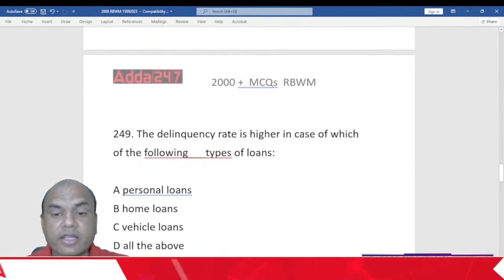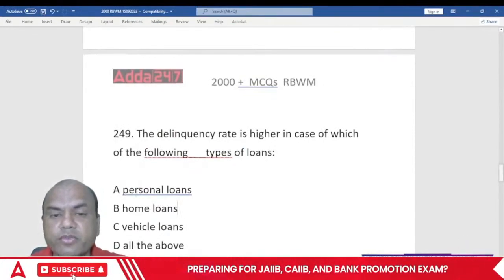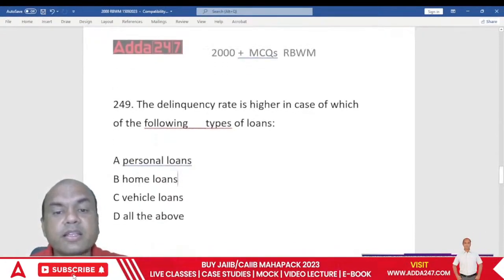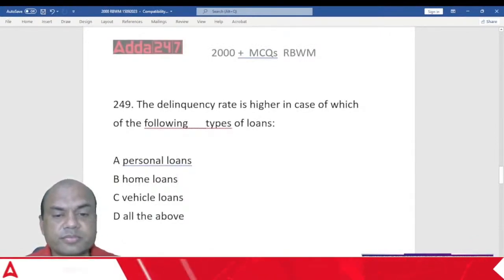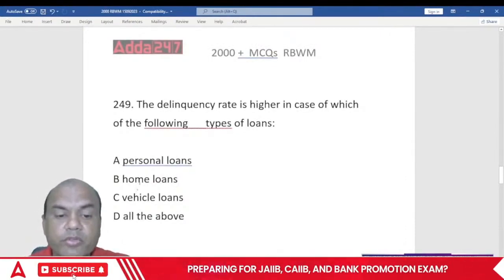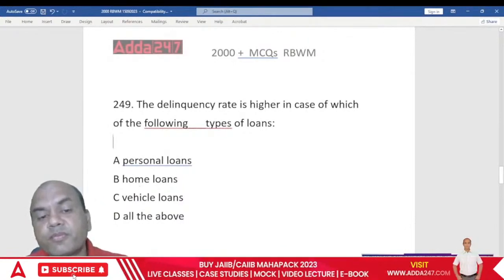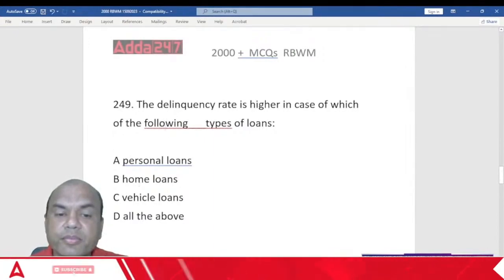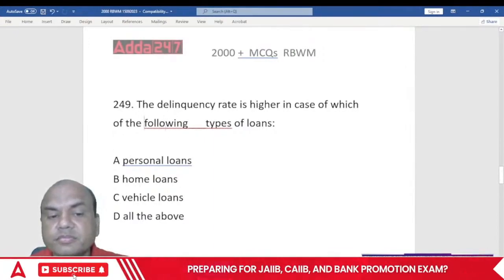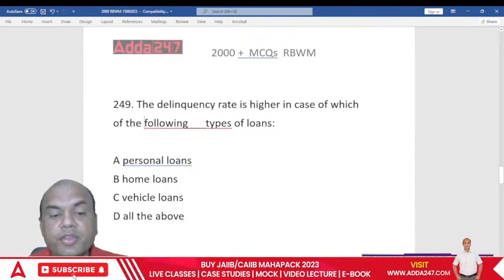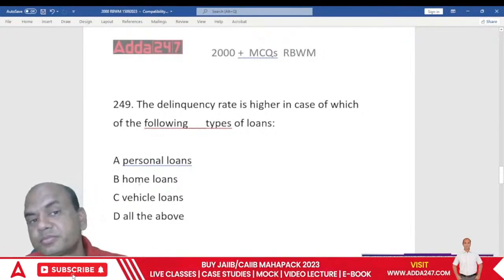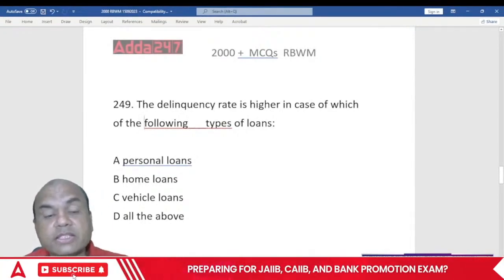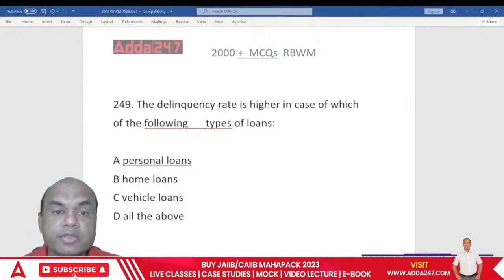The delinquency rate is higher in case of which type of loans? Delinquency means what? Failure, default. The default rate is higher in which type of loans? Personal, home loan, vehicle loan, and all of the above. Which type of loans will you find this default rate as higher? Where the borrower will be least concerned or least worried about the loans. In which of them?